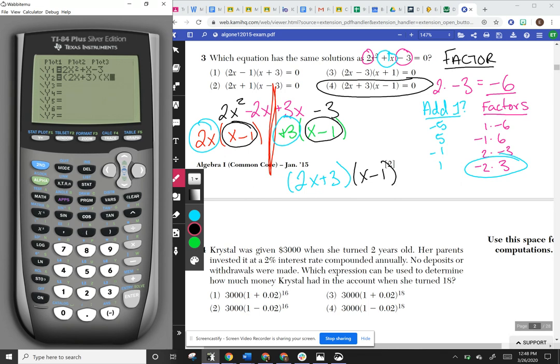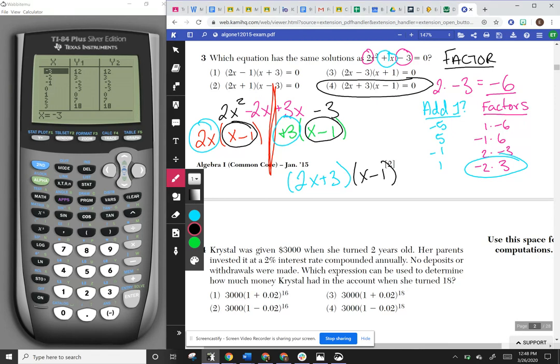And x minus 1. Second graph. Our tables are identical, so that is the correct answer. Whichever way you prefer, guys.